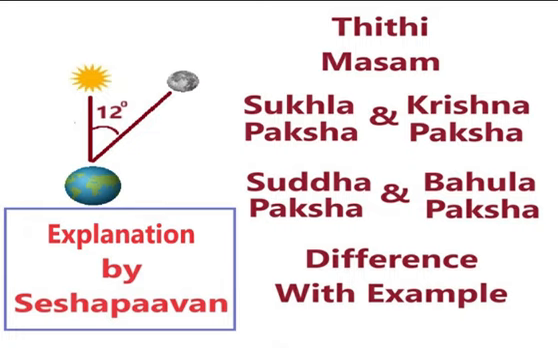Welcome to viewers. Today I am going to explain about Thithi, Masam, Sukhla Paksha, Krishna Paksha, Suddha Paksha, Bahula Paksha, with examples. In the Hindu calendar we all know that days are counted in terms of Thithi and months are named as Masam. In months there will be two Pakshas. I will explain clearly about Thithi, Masam and Paksha.